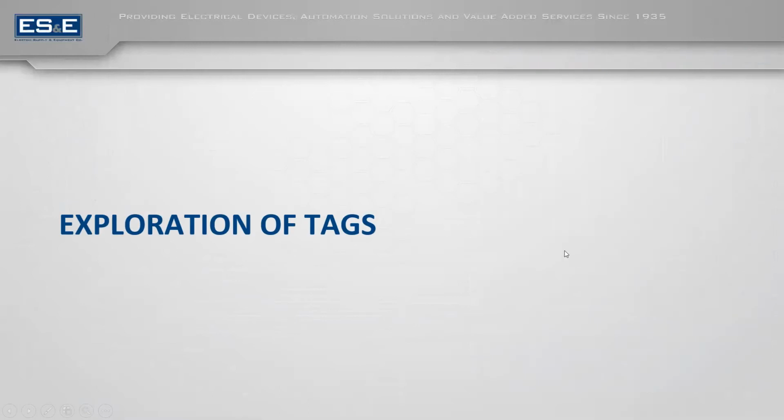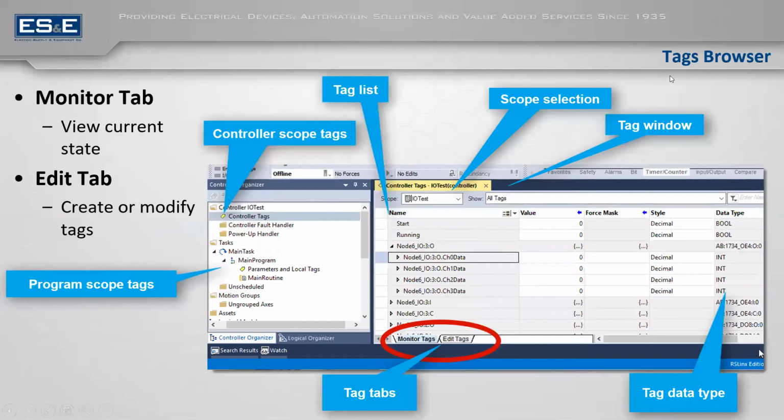The next topic we're going to cover is somewhat related to the IO itself, because the IO will create its own tags. That is due to adding the module, which is an add-on profile. But tags themselves inherently have two styles: controller scoped tags and program scoped tags. The primary difference between the two is that a program scoped tag cannot be referenced in any other routines that are not in that same program.